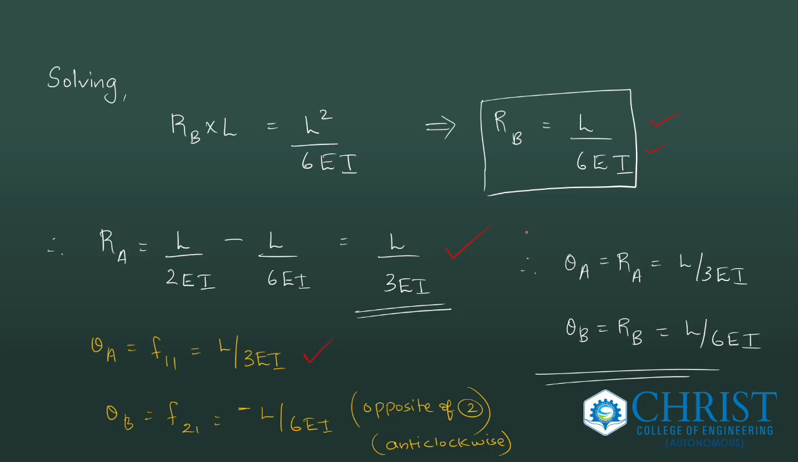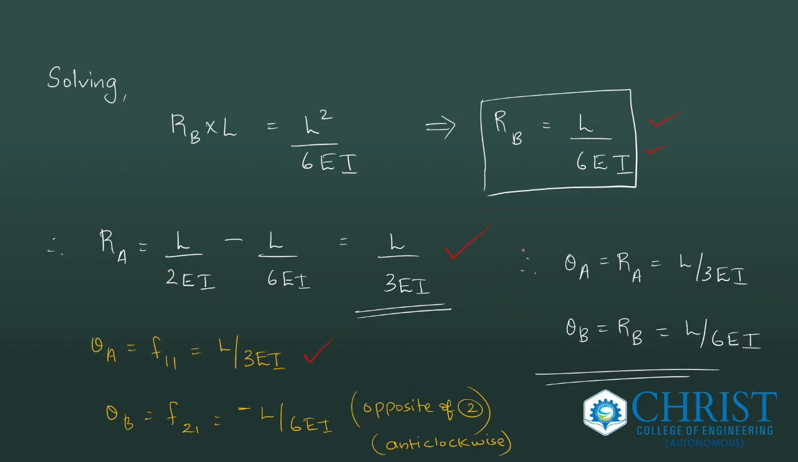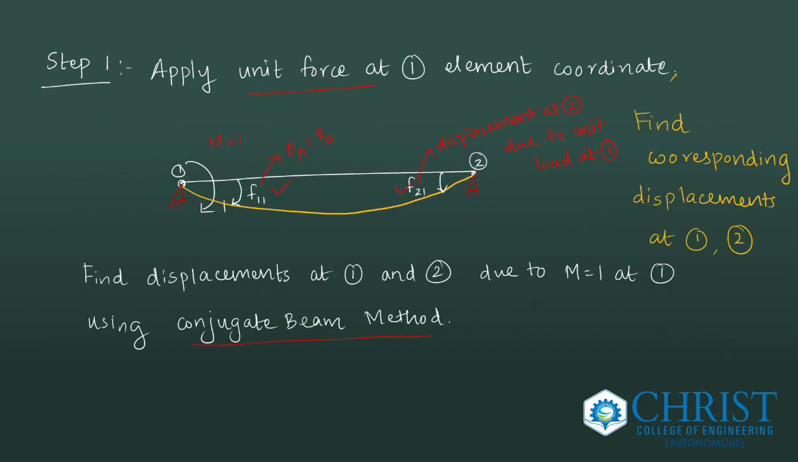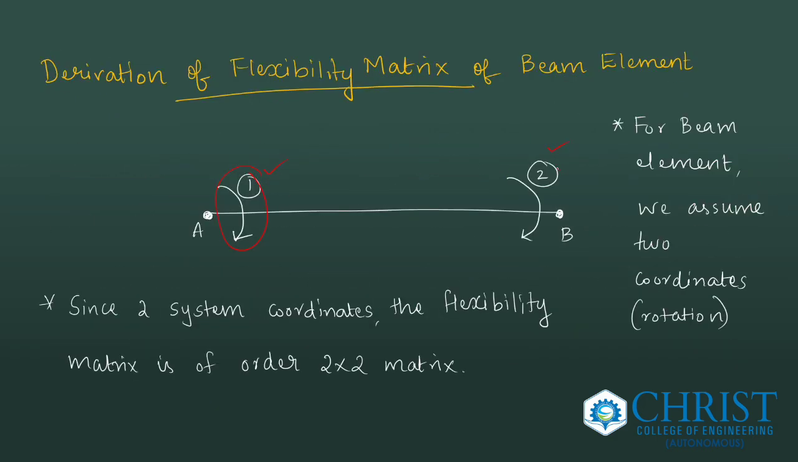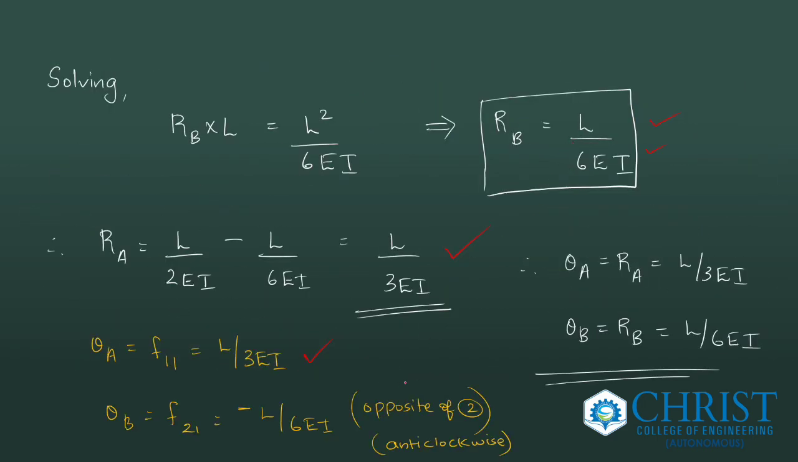So next is finding out the direction. Here RB equal to L by 6EI, but its direction is opposite of the second coordinate, and hence anti-clockwise is taken. See here, the RB is producing an anti-clockwise moment, and hence it is opposite to our second system coordinate. What is the second system coordinate? Look at this second system coordinate. It is clockwise, right? So RB is producing a moment which is anti-clockwise. So we take the value of RB as anti-clockwise, so minus L by 6EI.